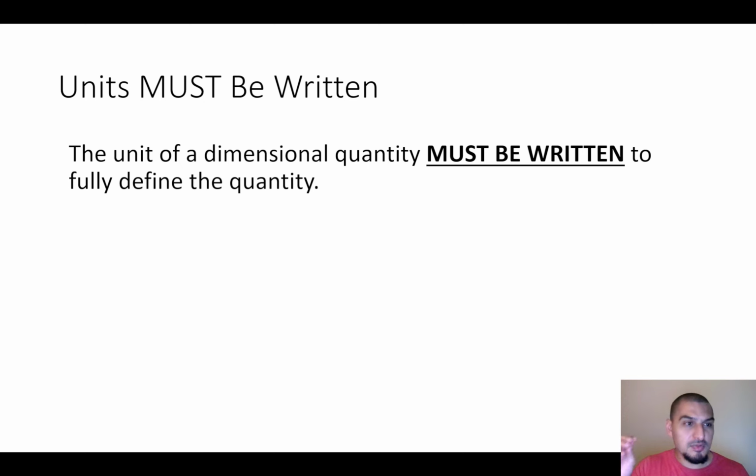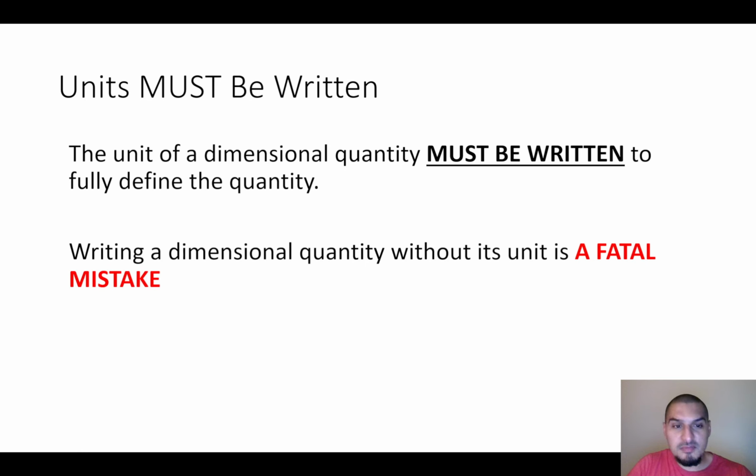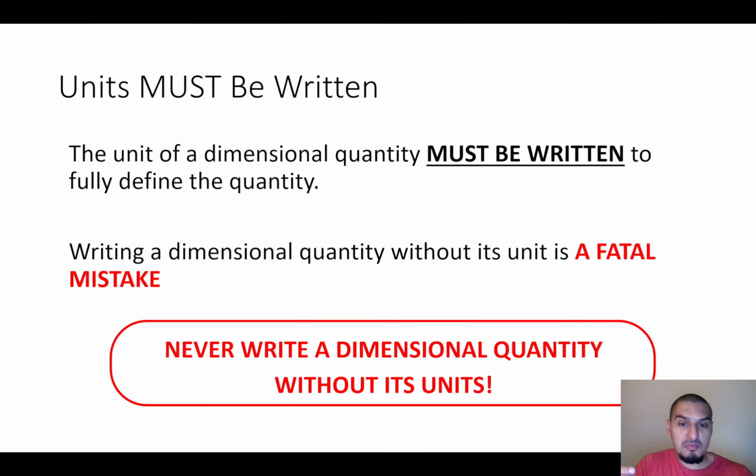I'm emphasizing this because I see a lot of cases of students who passed a lot of chemical engineering courses, and they're close to graduation and they still don't write units. This is a fatal mistake. If you have a quantity that has units and you don't write a unit, it is a fatal mistake. It's totally unacceptable. So please never ever write a dimensional quantity without its units. It's not an option. It is a mandatory thing that you have to do. You have to write the units of any dimensional quantity.